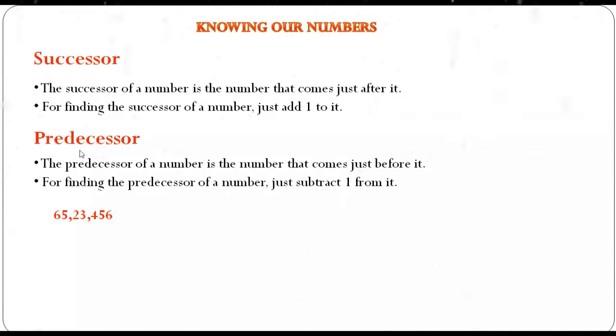In a similar way, if you have to find the predecessor, what do we mean by predecessor? It means actually before. So the predecessor of a number is the number that comes just before it. Suppose you have 90 and you have to find the predecessor of 90. So what comes before 90? That is 89. So 89 is the predecessor of 90. So for finding the successor of a number, you just have to add 1 to it. And to find the predecessor of a number, you just have to subtract 1 from that number.